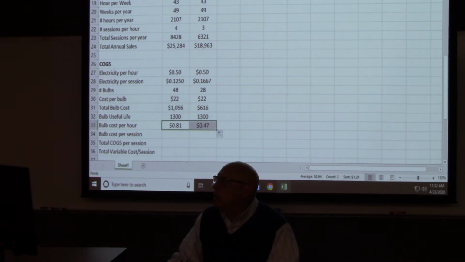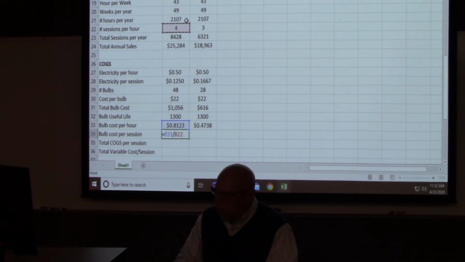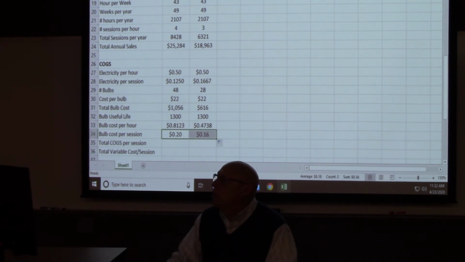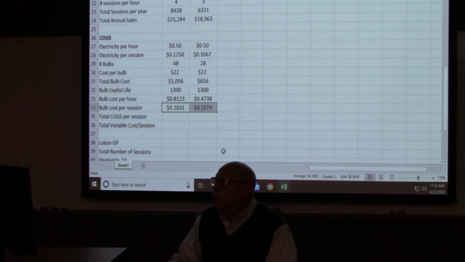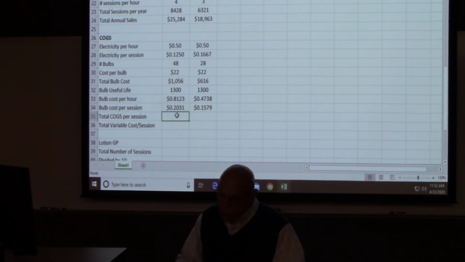Let's go ahead and add a couple of decimal spots there. Bulb cost per session is equal to this divided by the number of sessions. Boom. And let's add a couple of decimal points so we can be a little more precise. The total cost per session is equal to the electricity per session plus the bulb cost per session.